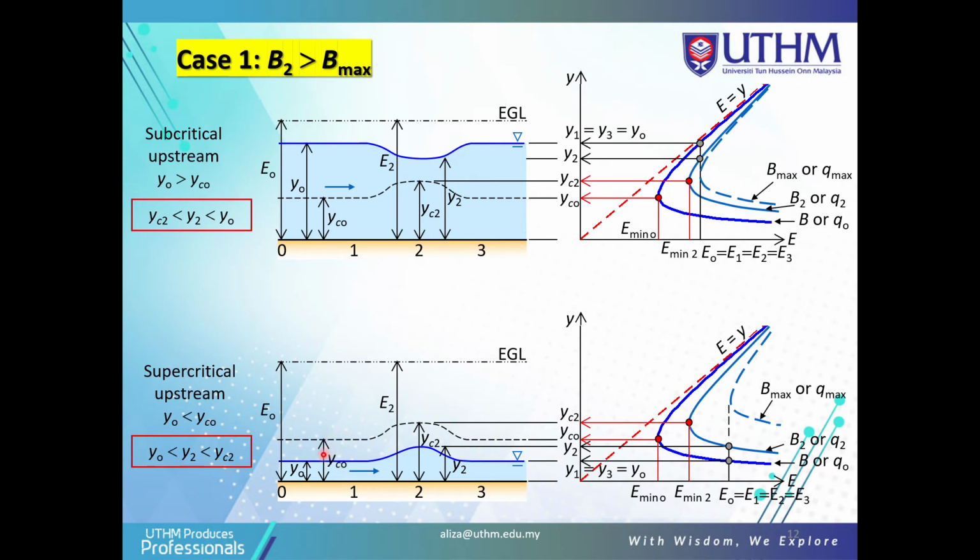So before the constriction is the normal depth here. Y naught is less than Y2, which is less than YC2 here. YC2 is at the constriction here. This is based on the figure here. E naught is equal to E1, equal to E2 and equal to E3. This is for the subcritical upstream. And for supercritical upstream, we also know that E naught is equal to E1, equal to E2 and E3. So they are the same here, and to get the E minimum, the E minimum at normal here, at the C naught, we get the C naught here and the C2 here.